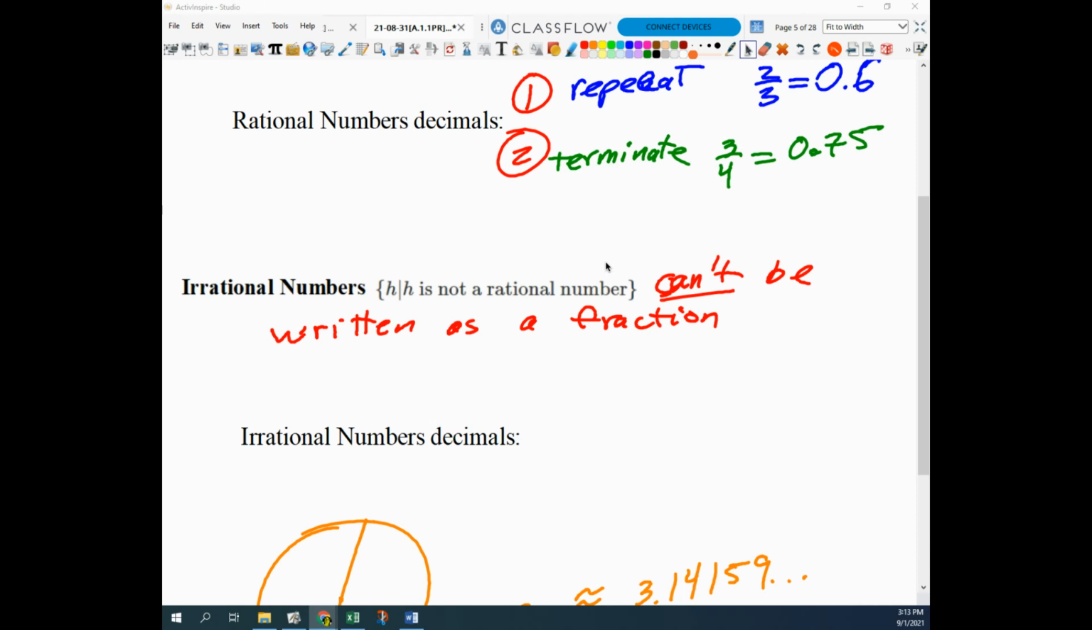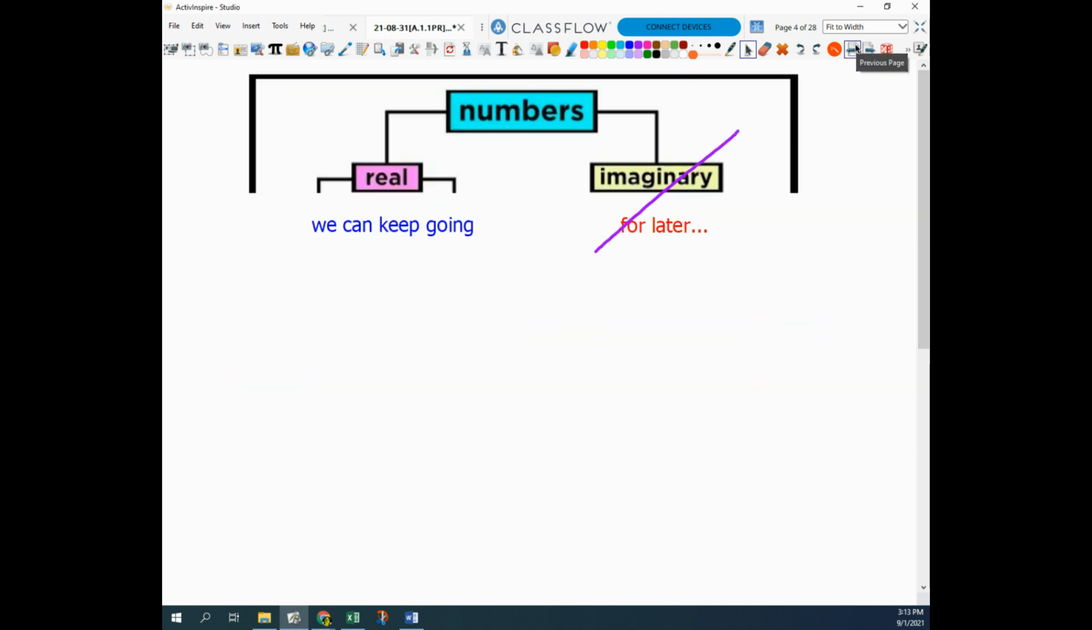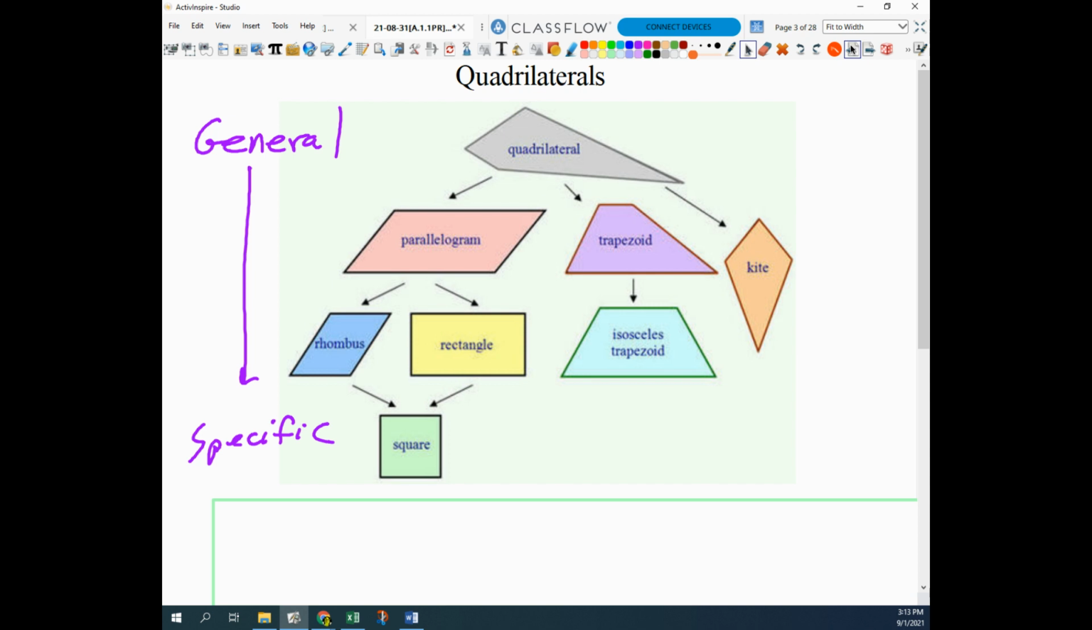So here's where we left off. We were talking about numbers. Let's just back up a tiny bit. Remember we did this. We looked at this.